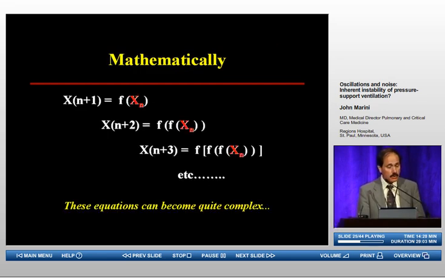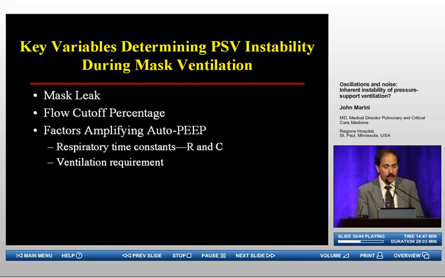And mathematically, these equations can become extremely complex, even if you're dealing with linear resistances, unchanging resistances, and especially if you're dealing with complex and dynamically defined parameters. The key variables determining pressure support ventilation instability during mask ventilation are mask leak, flow cutoff percentage, and the factors that amplify auto-PEEP, respiratory time constants, and ventilation requirement. And I'll just give you some examples here.